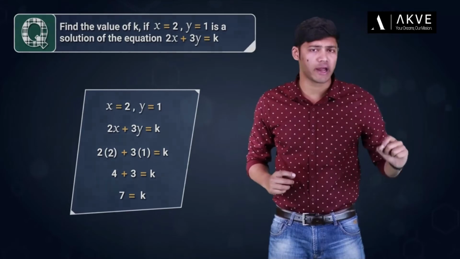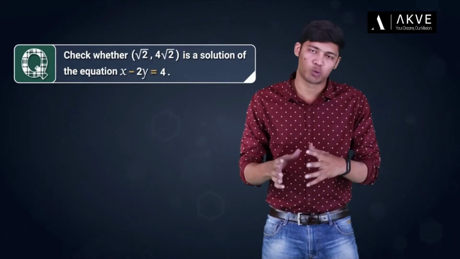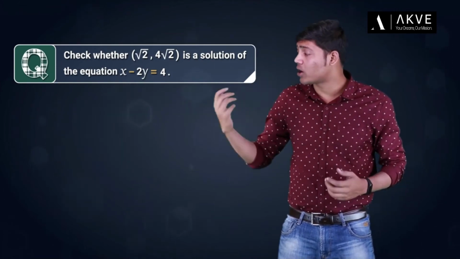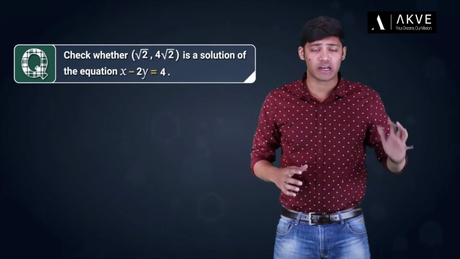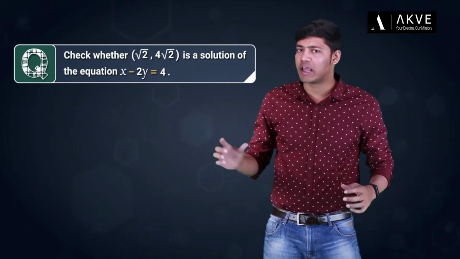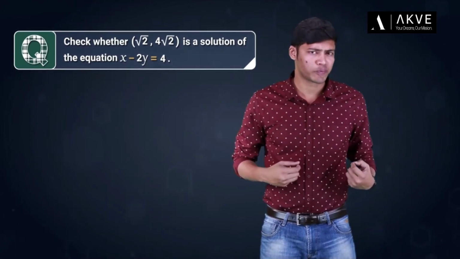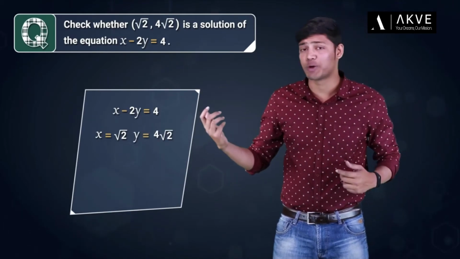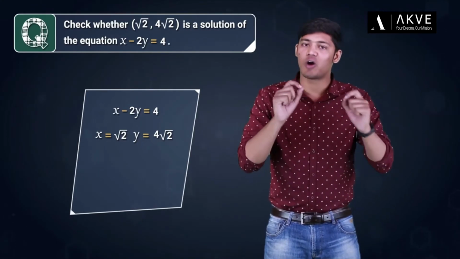Now, you may also get questions where you will be asked to check whether the given ordered pair is a solution to the linear equation or not. For instance, you have to check whether the ordered pair (square root of 2, 4 root 2) is a solution to the linear equation x minus 2y equal to 4. Very simple question, right? What we will do? We will simply substitute the values of x and y in the equation and see whether both the sides of the equality are equal or not.